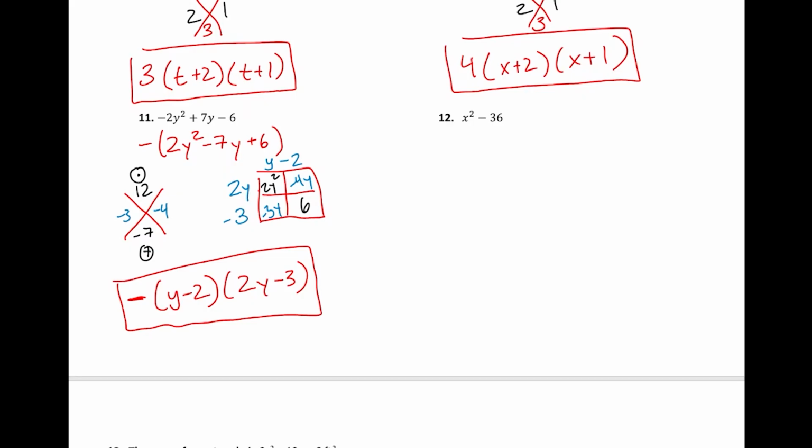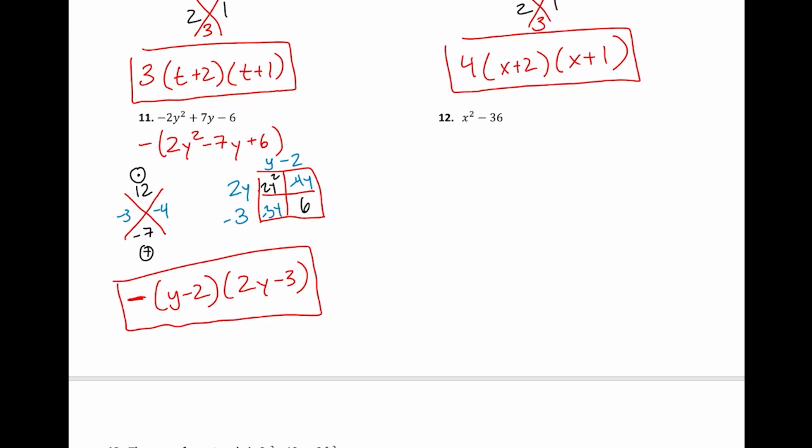If you didn't factor that out, you can still work this one out. You'll just have one of these two factors will have flipped signs. So maybe you'll have like a negative y plus 2 or maybe a negative 2y plus 3, either one, not both, but one of them for sure.